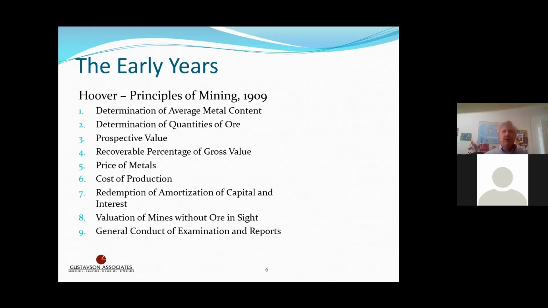I said that Hoover's initial attempt at this was pretty similar. He said you must determine the average metal content, the quantities of ore, prospective value, recovery, price, production cost, redemption of capital. So the roots of this pretty much still exist through the SME guide, the CRIRSCO codes, and this new rule.